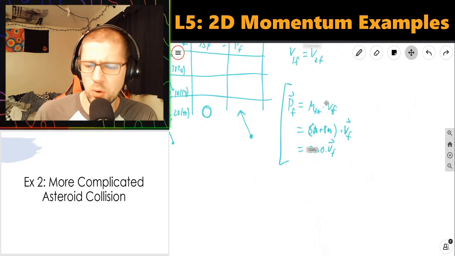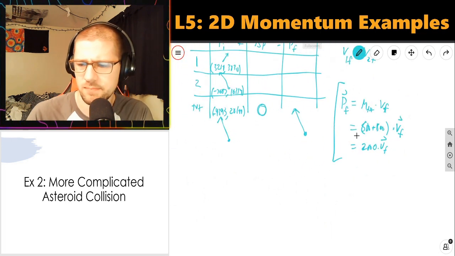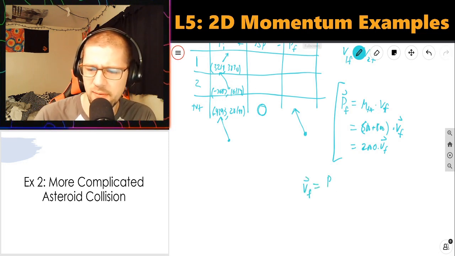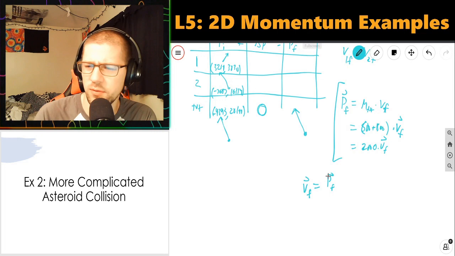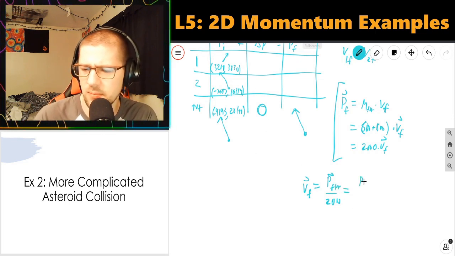Cool. Okay, so we're pretty much ready. Let's just go ahead and solve for VF. So VF, the final velocity, is just going to be PF, the final momentum of the whole system, divided by 2,000, which is what? PF is the same as PI, total. This is total for both of these.